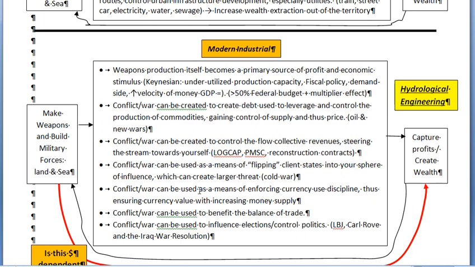Conflict war can be used as a means of enforcing currency discipline, right? Thus ensuring currency value with increasing money supply. Many people suspect, which is probably to a certain degree very credible, that the key reason for our invasion of Iraq was the fact that in, I think it was October 2000, Saddam Hussein abandoned the petrodollar and shifted to the euro as the currency he was going to accept in exchange for oil.